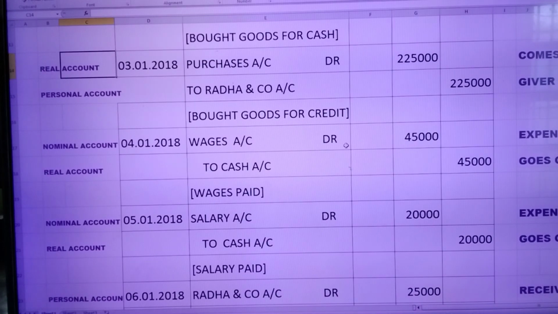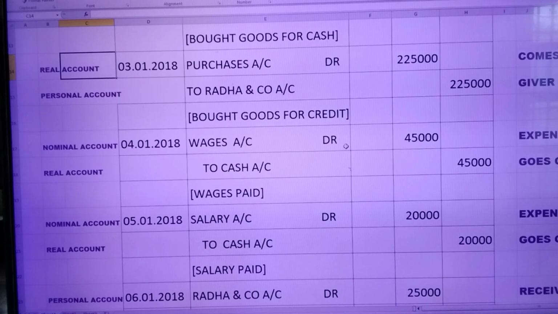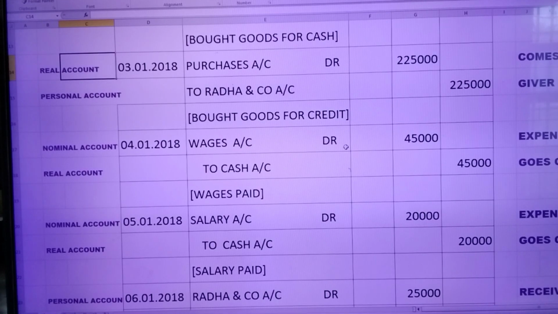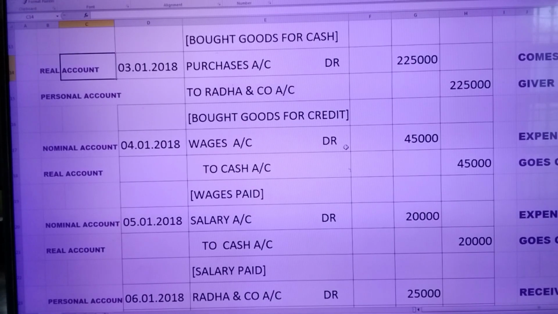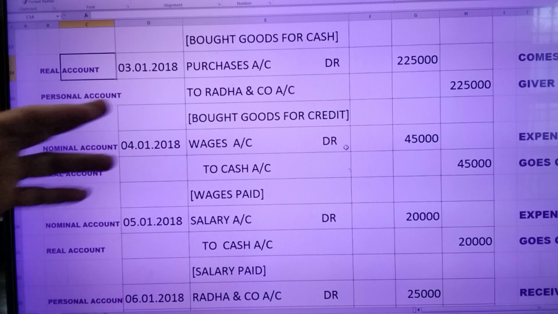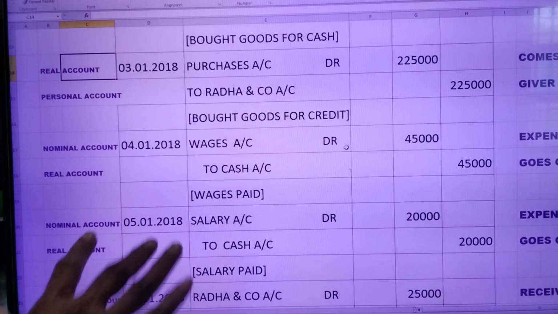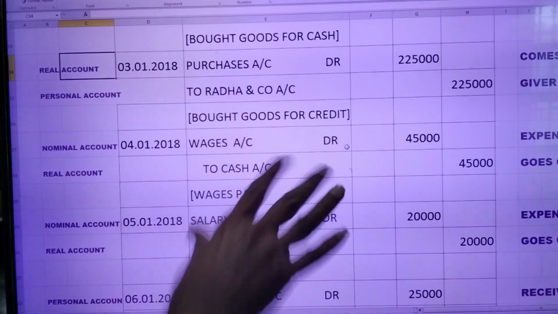That's why it is coming in for Ramesh and Co, and Radha is the giver for Ramesh and Co. This is credit the giver. That's why both accounts are entered successfully. At the same time, I am writing bought goods on credit because no money is written here. They clearly say goods purchased from Radha and do not say for cash. If they said cash, then no doubt this would be considered a cash transaction only.